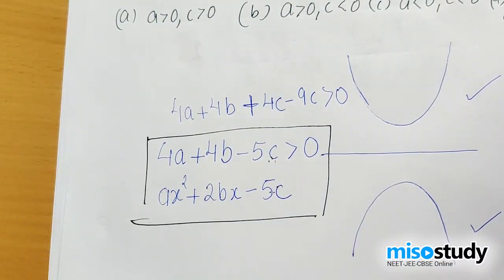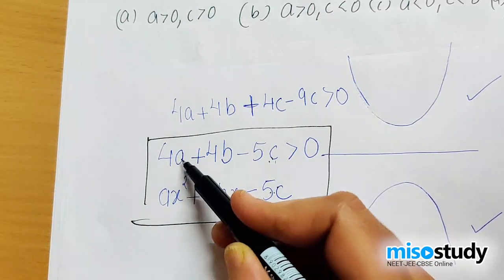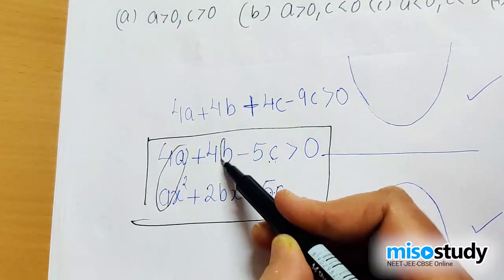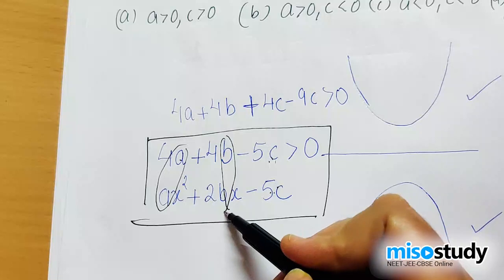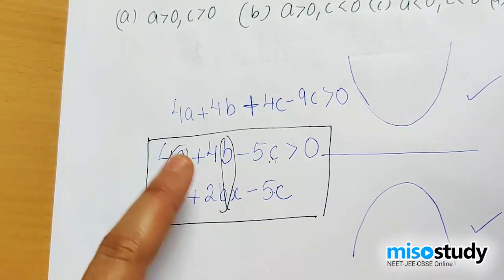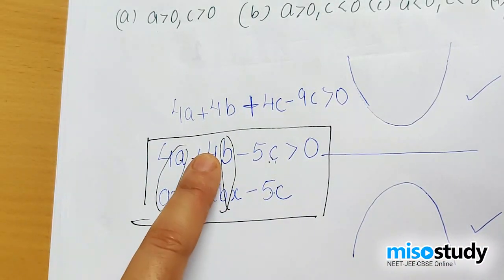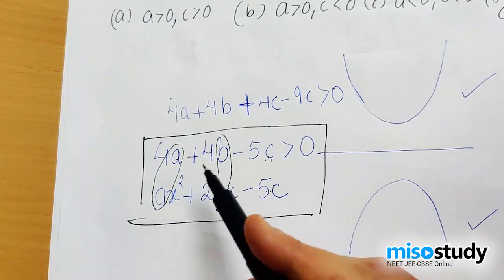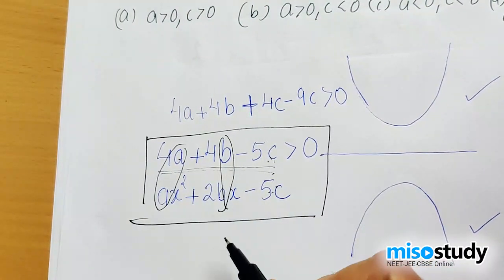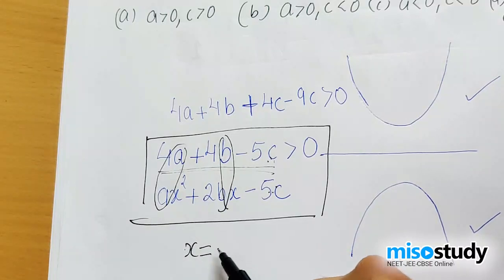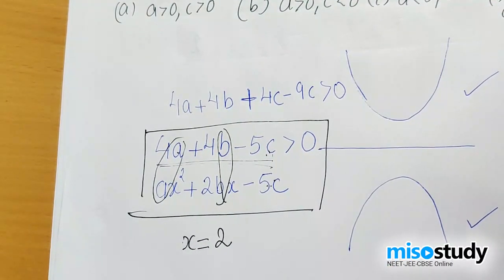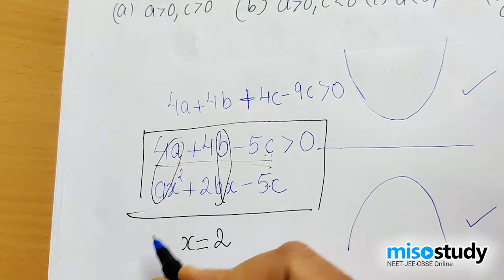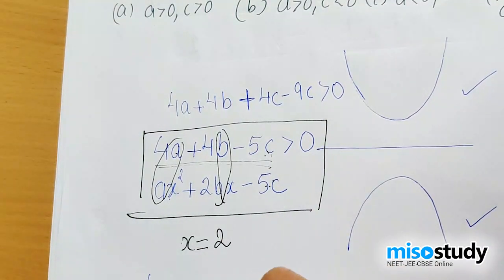So what is different? I can also see a over here, I can also see b over here. It's just that in place of x square it's 4 and in place of x it's also 4. So what should be the value of x to make this situation? For that I have to put x equal to 2. So let's substitute x equal to 2 in the given quadratic equation and find out what happens. Substituting x equal to 2, I will have 4a plus 4b minus 5c.